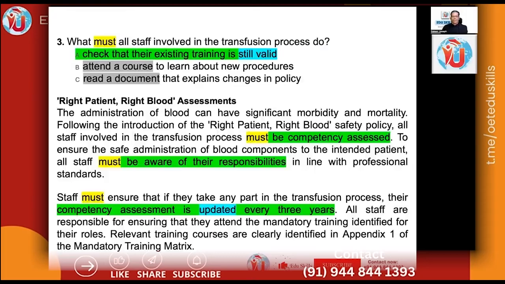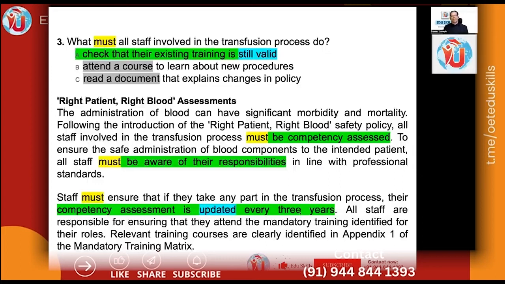Does it speak anything about a course or a document? Nothing is mentioned. No word is mentioned about any course or document. So you see, it is beautifully given here, and you can immediately understand what the answer is. And you know, the modal verb must is used. Still valid is the validity of the training, that is the concept. And assessment is updated every 3 years.